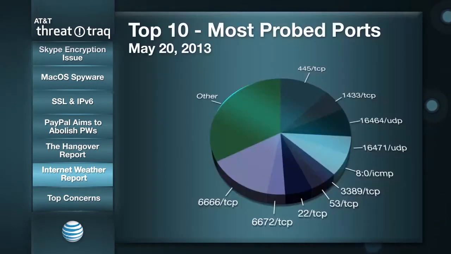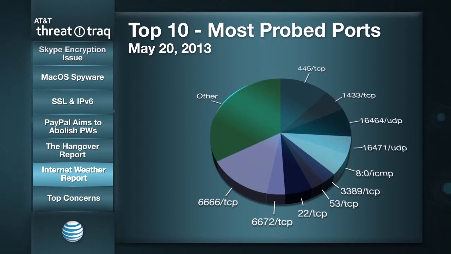Next item here is to look at the top 10 most probed ports, and most of these are fairly typical. Port 445 is rather high up on the list. 1433 TCP, that's the Microsoft SQL database. Port 22 TCP, SSH. Port 3389, that's remote desktop protocol. And we do occasionally see port 53 UDP and scanning activity. It shows up here, which is most likely looking for open DNS resolvers to facilitate DNS amplification attacks.